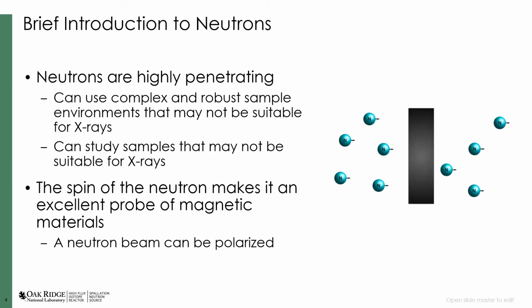Now, one of the features that makes neutrons of interest to the condensed matter physics community is the fact that it has a spin, because it makes it an excellent probe of magnetic materials. And we can polarize a neutron beam and improve the utility of that for studying these magnetic materials.